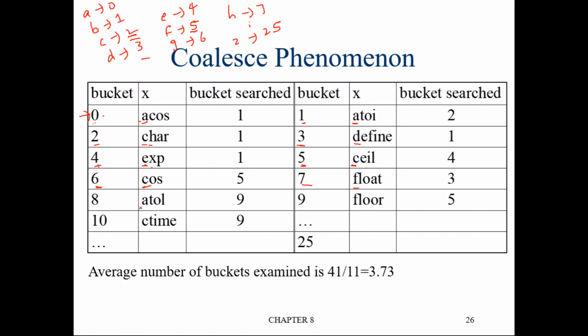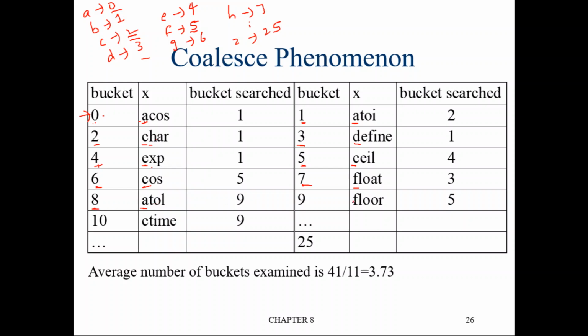Next is at all. At all starts with A. It's supposed to map to the zeroth location, but the zeroth location contains A cos. So linear probing says go to the next location. Is it empty? No. Go to the next, and the next, checking each one in turn, and none is empty. So at all is allotted to the 8th location.